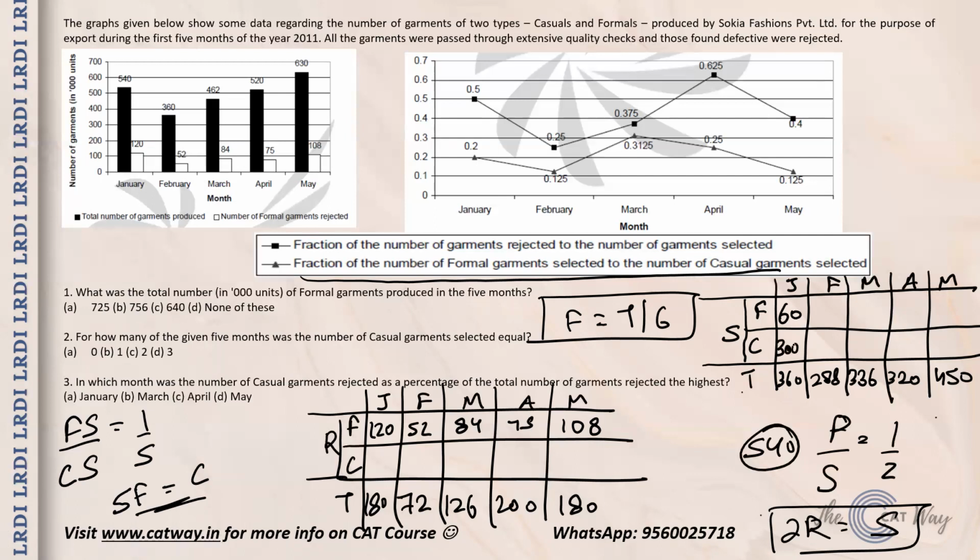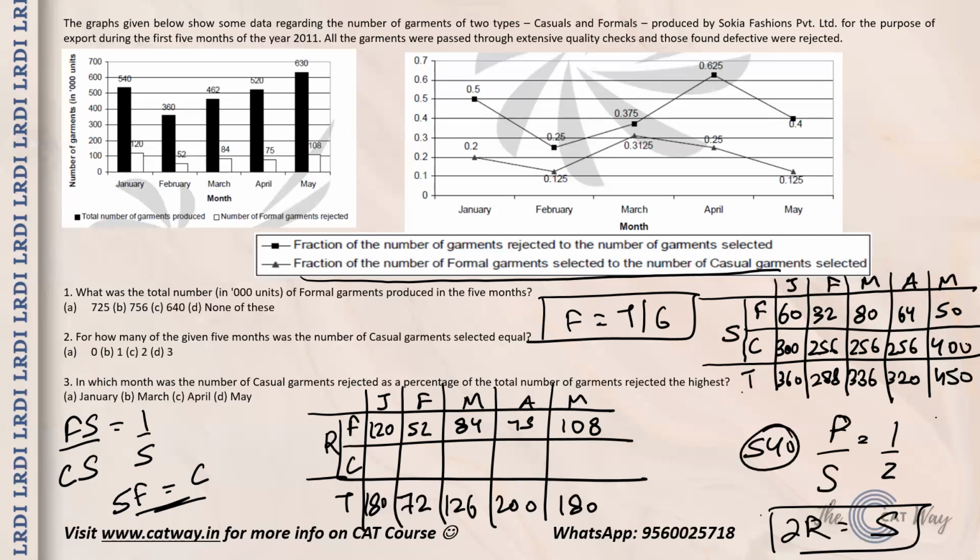And on the similar lines you can fill in the data for the other months as well. So February formal selected 32, March formal selected 80, April formal selected 64, and May formal selected 50. Similarly casual selected will be 256 over here, 256 over here, it will be 256 over here, and it will be 400 over here. ठीक, it is going to be 400 over here.